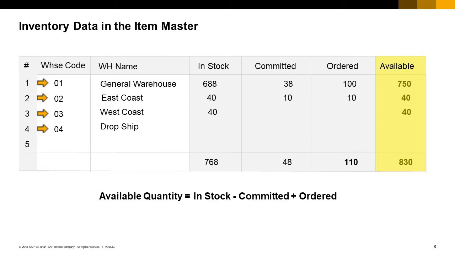The ordered quantity represents either quantity ordered for purchase by your company but not yet delivered, or the quantity on production orders for an item produced in-house, or a quantity requested from another warehouse. Finally, it shows the available quantity, which is the quantity available for your sales orders.